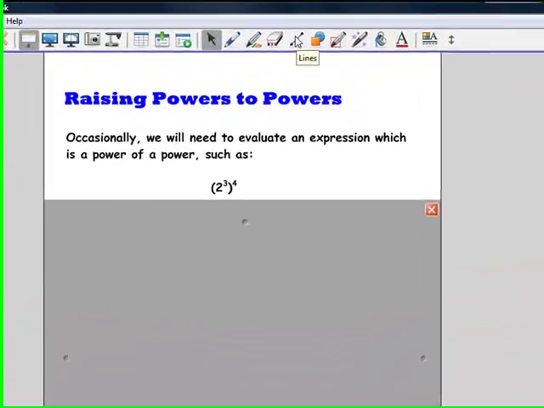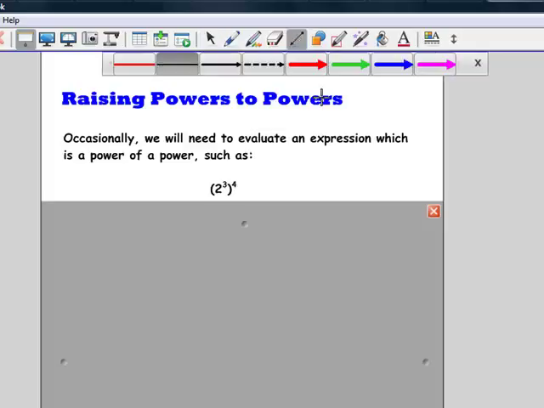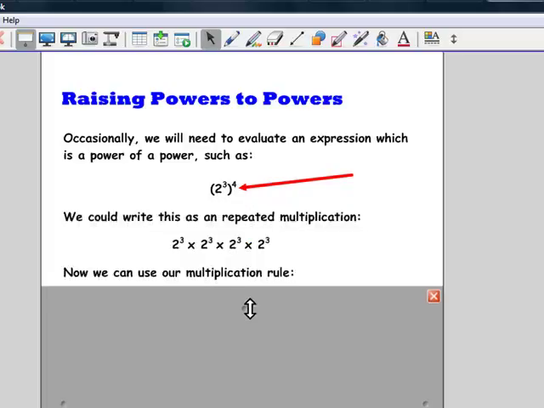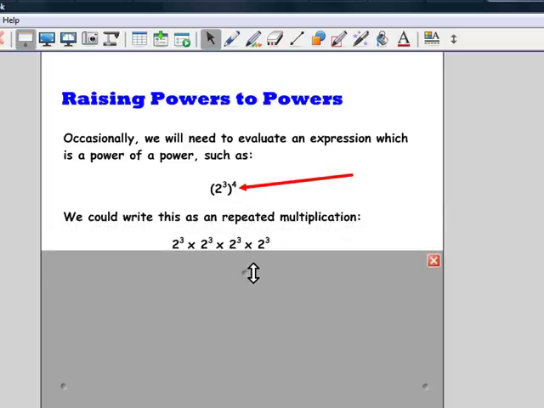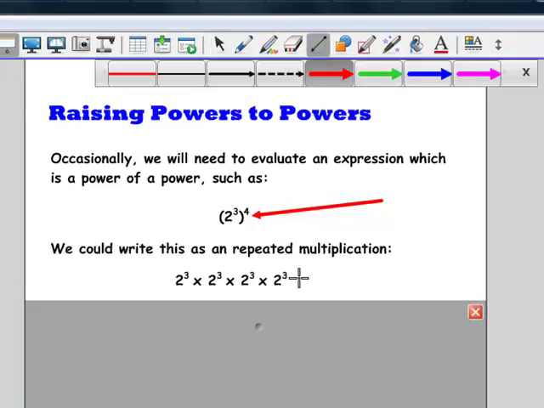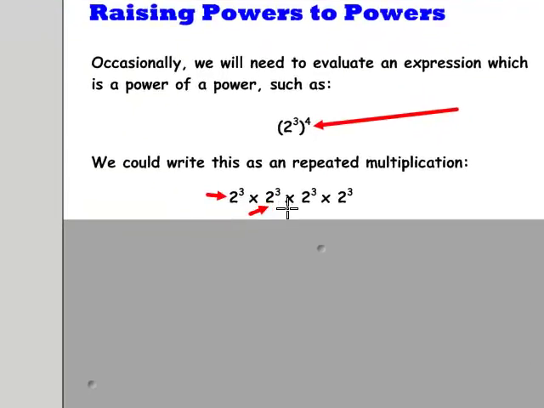Occasionally, we will need to evaluate an expression which is a power of a power, such as this expression right here. This is what we call raising powers to powers. We could write this as a repeated multiplication. 2 to the power 3 raised to the power 4 is 2 to the power 3 multiplied by itself 4 times.